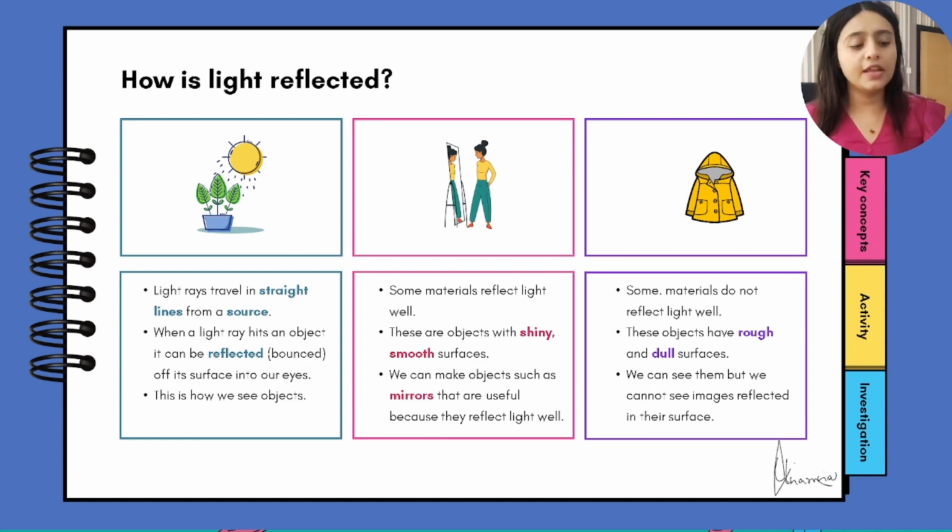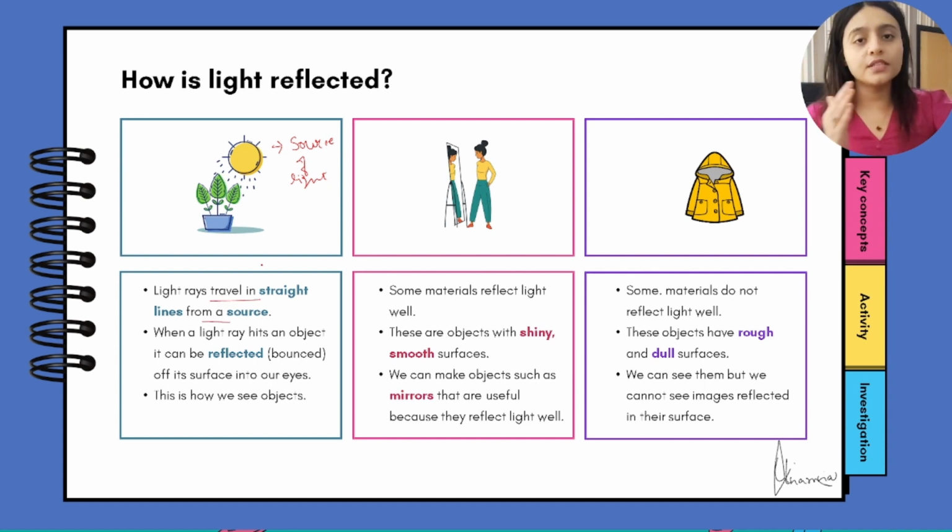In this picture we can see the source. This sun is the source of light, and it is emitting light on the leaves. Light rays travel in a straight line from a source. We have studied that light always travels in a unidirectional form. Light has only one direction to follow, which is straight. From the source the light is emitted in a straight path.